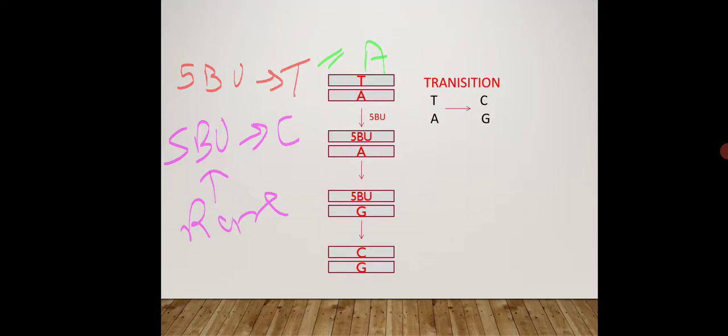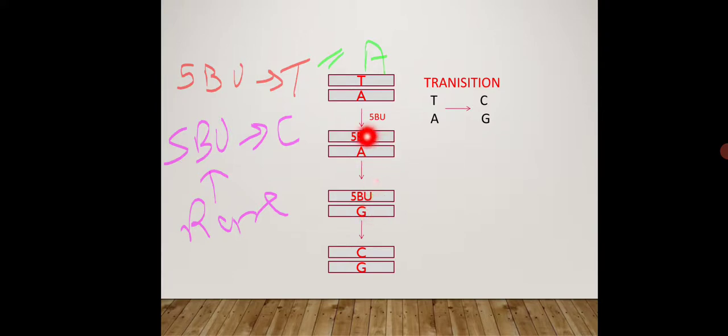So yes, let's see the mechanism. Suppose this is the gene. The gene consists of double stranded DNA with a thymine and adenine sequence. Now when there is mutation by this agent, 5-bromouracil, we know that it can mimic thymine. So instead of thymine, there is addition of 5-bromouracil, because it can mimic thymine. So here instead of thymine, there is 5-bromouracil, and adenine is there.